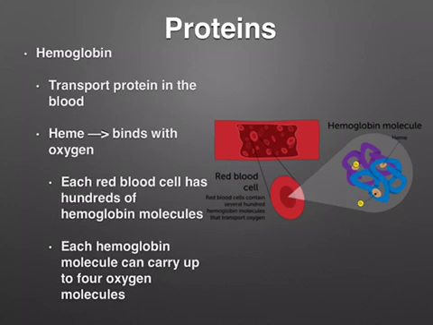Hemoglobin is an example of a protein that is a transporter. It transports oxygen in the blood. The heme side of this molecule will bind to the oxygen. So right here is your heme side, and it will bind to oxygen. Each red blood cell has hundreds of hemoglobin molecules found in it, and each hemoglobin can carry up to 4 oxygen molecules. You can see that the yellow oxygen is binding into that heme structure, and then it will carry it throughout the body to deliver oxygen to various parts of the body.